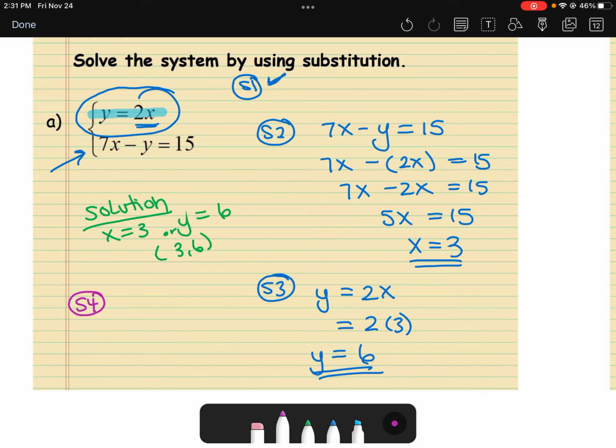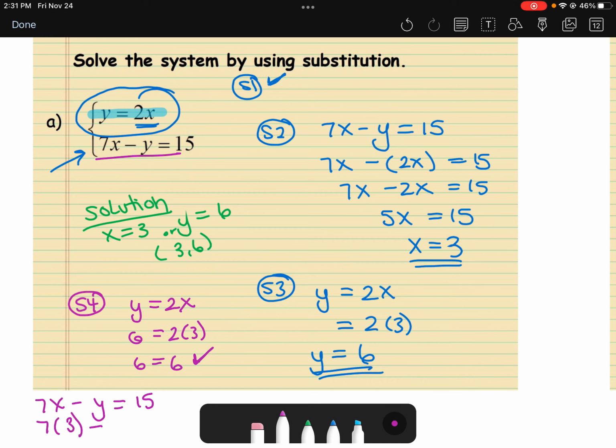If I'm checking my work, it's very similar to what we did with that first one. y equals 2x: 6 is equal to 2 times 3. 2 times 3 is 6, so 6 is equal to 6. So far, so good. Again, remember that you have to check it with both of them. So 7x minus y, is that equal to 15? Well, we have 7 times 3 minus y, which is 6. 7 times 3 is 21.